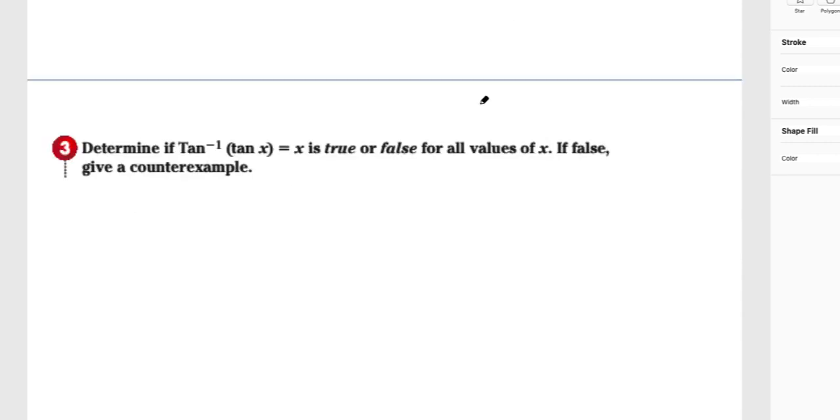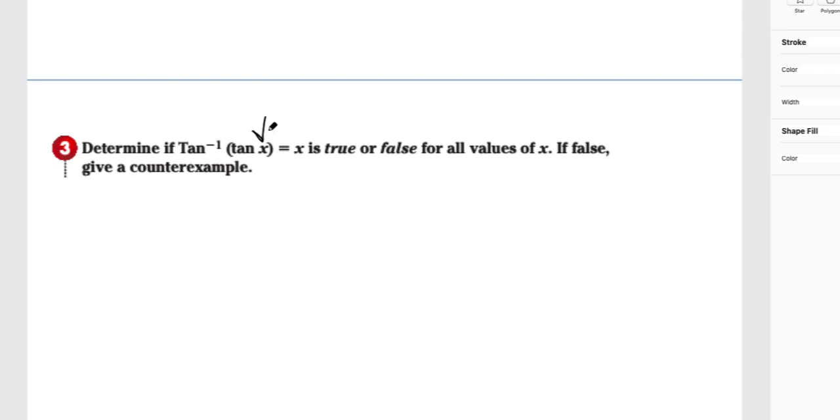So for example 3, we are asked to determine if capital tan inverse of the tangent of x will be equal to x. Will that be true for all values of x? And if false, find a counterexample. And so if we look at this situation, guys, we know that these are two different functions, where this function is kind of like part of this function in a way. Not exactly. I know it's the inverse, but you get what I mean.